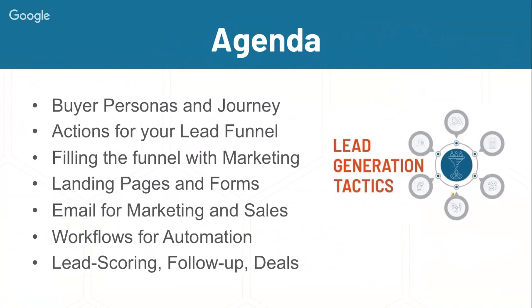We're going to go through email for marketing and sales, how to actively and proactively reach out to your audiences. And then we're going to go through some workflows to automate that marketing so that you don't have to do everything from square one. You can invent the wheel once and let it roll down the hill for you to collect and engage your clients and leads to get you better results. And then we're going to go through some lead scoring, follow-up, and how to handle deals inside of the sales process. So that's what we're going to talk about today.